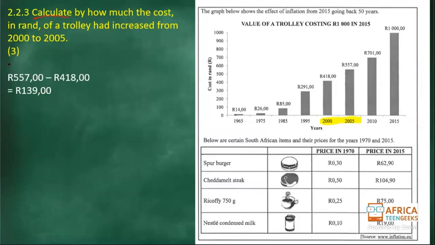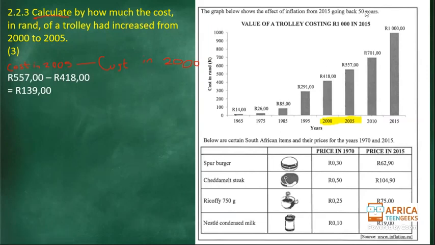You can even go as far as saying a cost in 2005, cost in 2005 minus cost in 2000. Excuse the bad handwriting. It's the keypad. I can't write using this keypad. Cost in 2005 minus cost in 2000. Then 557 rand minus 418 rands. It is equals to 139. Then there you have your full 3 marks.